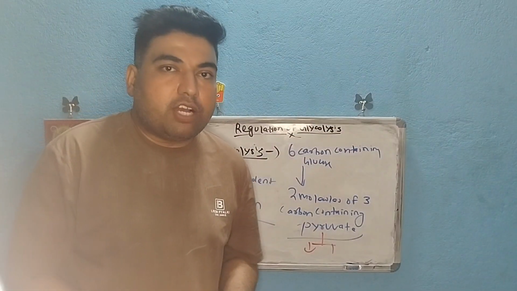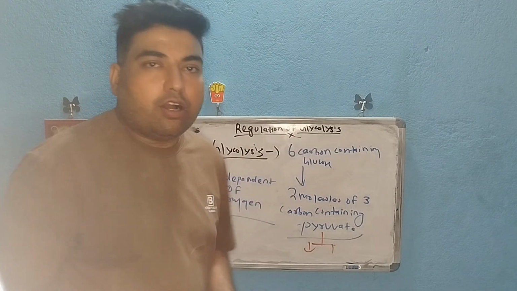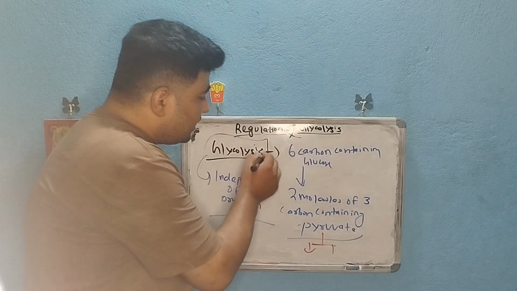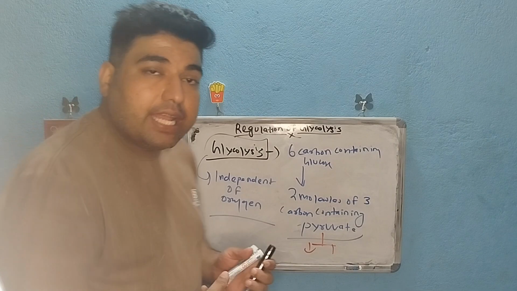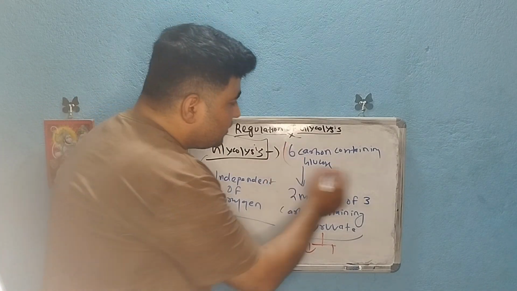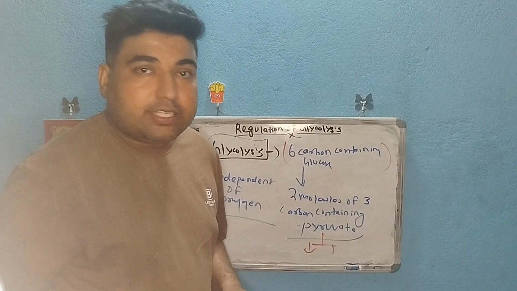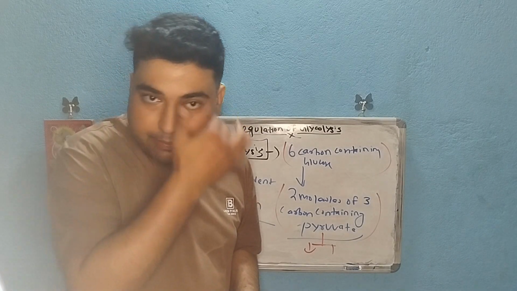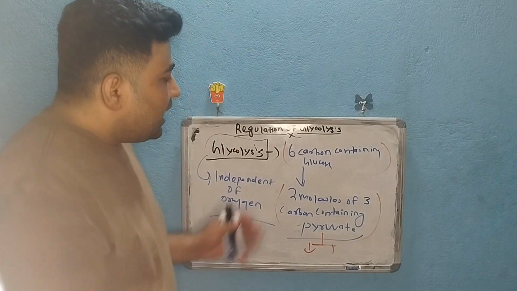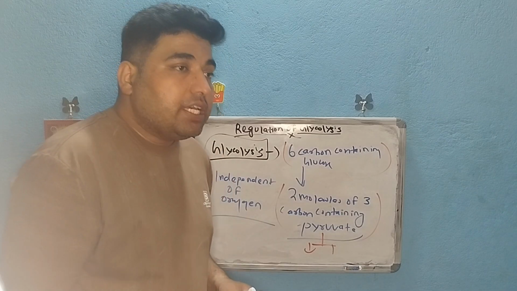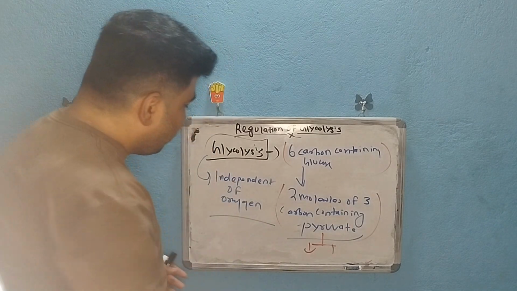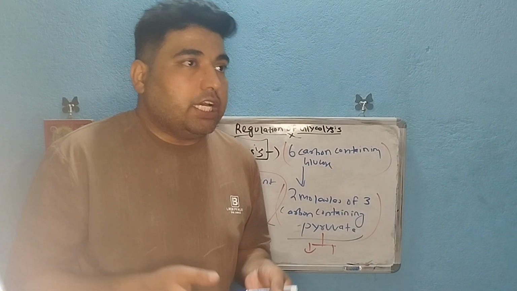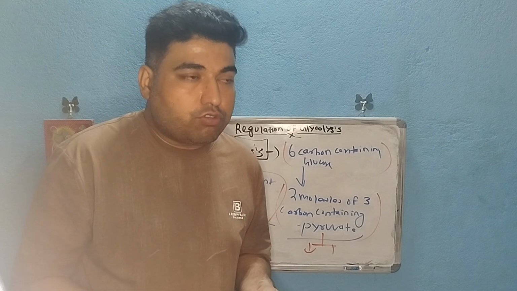Hello friends, in this video I'll be talking about the regulation of glycolysis. By definition, glycolysis is the conversion of 6 carbon containing glucose into 2 molecules of 3 carbon containing pyruvate. The process of glycolysis is independent of oxygen. That means there is no absolute requirement of oxygen for glycolysis to happen.